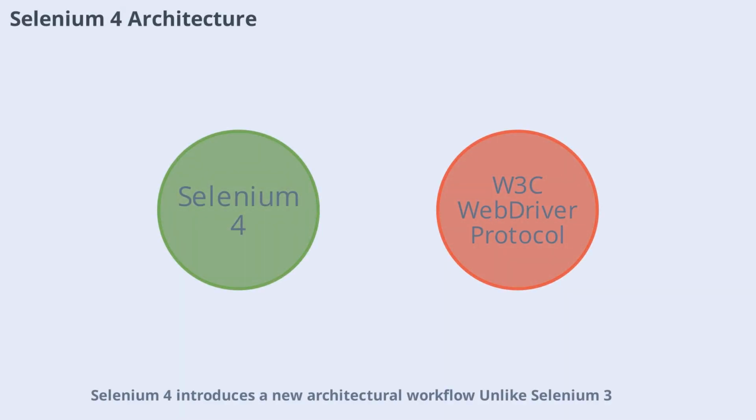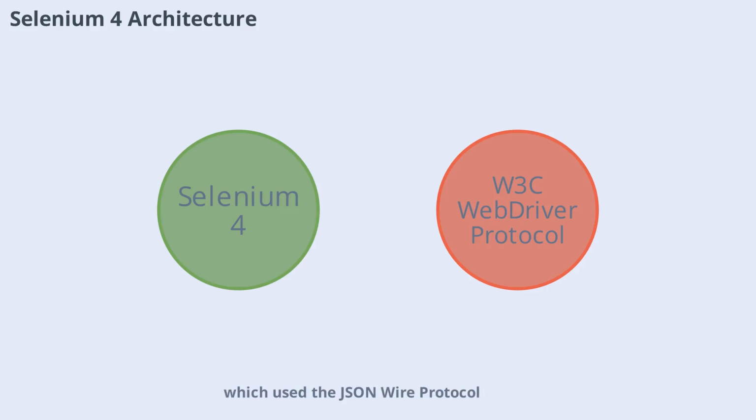Selenium 4 introduces a new architectural workflow. Unlike Selenium 3, which used the JSON Wire Protocol, Selenium 4 communicates directly via the W3C WebDriver protocol. This change results in faster, more stable, and less error-prone automation, as modern browsers natively support the W3C standard.